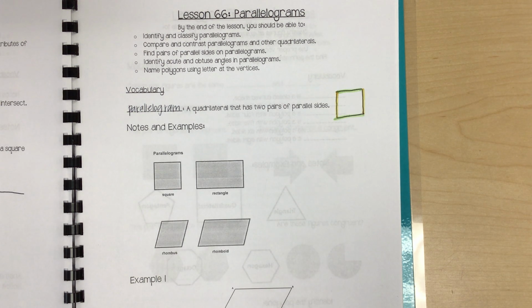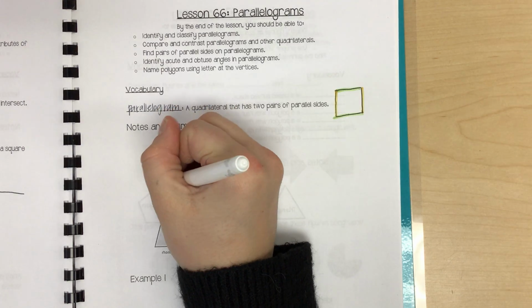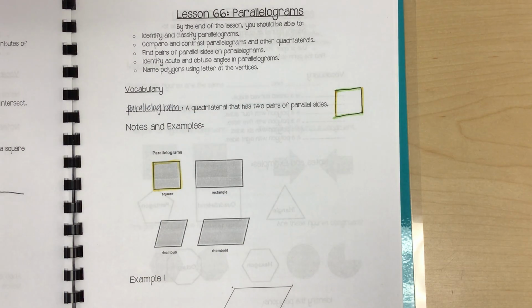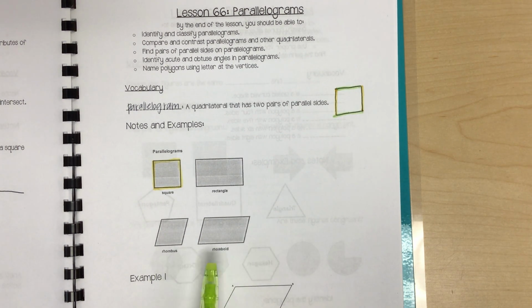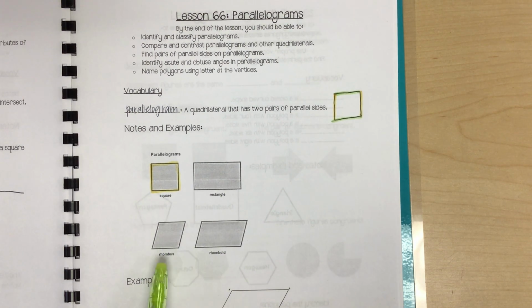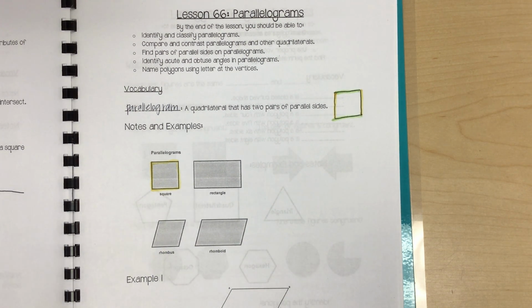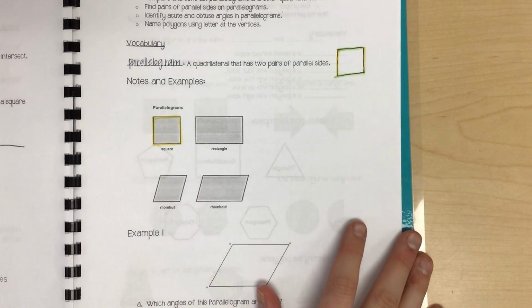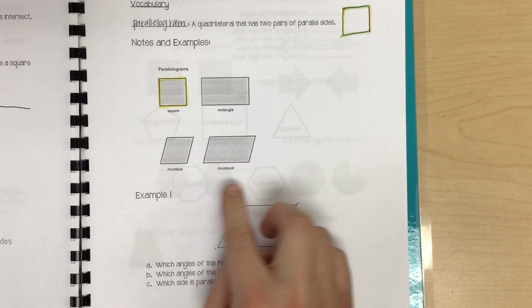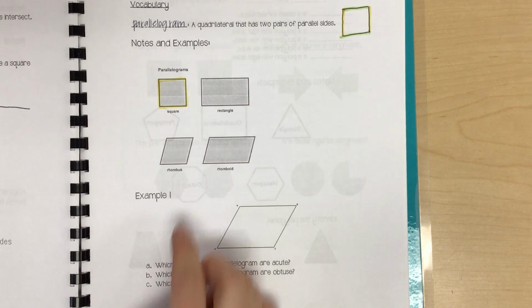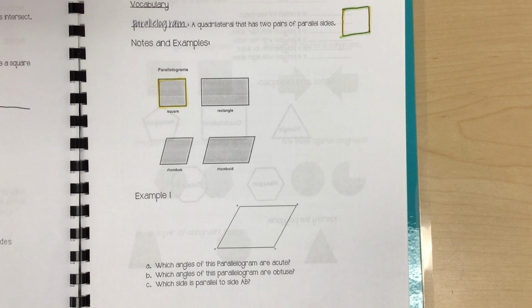If we come down here, there are a few different parallelograms. We have our square, and it has two pairs of parallel sides. We have a rectangle, a rhombus, and a rhomboid. A rhomboid is kind of like a tilted rectangle, and a rhombus is kind of like a tilted square. So let's look over our parallelograms again. We have a square, a rectangle, a rhombus, and a rhomboid. These are all parallelograms. They have four sides, and both pairs of sides are parallel.